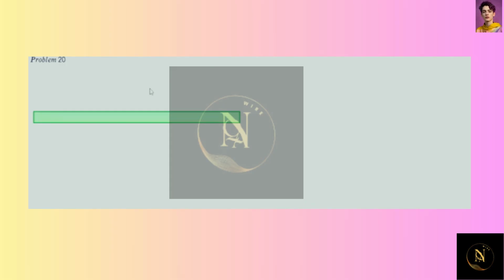This is problem number 20 of chapter 23. For this problem, we have a soap bubble here. This rectangle is going to be the representation of that soap bubble film, and there's light coming in here, normal to the surface of the soap bubble, and the question asks, what is seen on this side of the soap bubble as the bubble thins out and eventually pops?